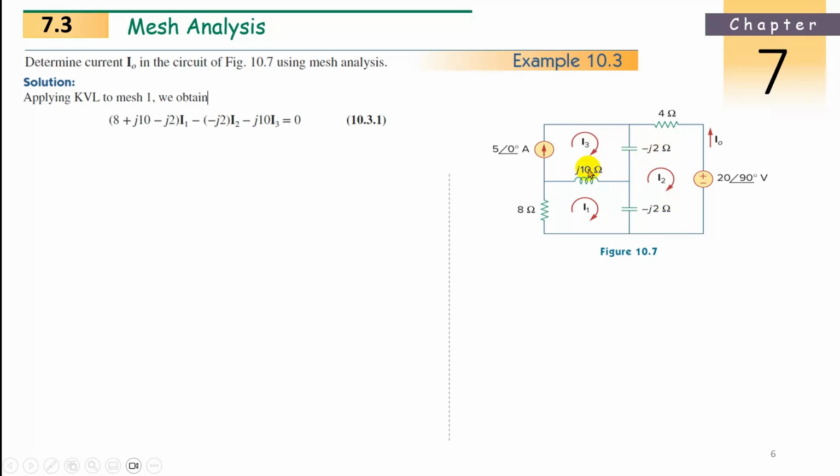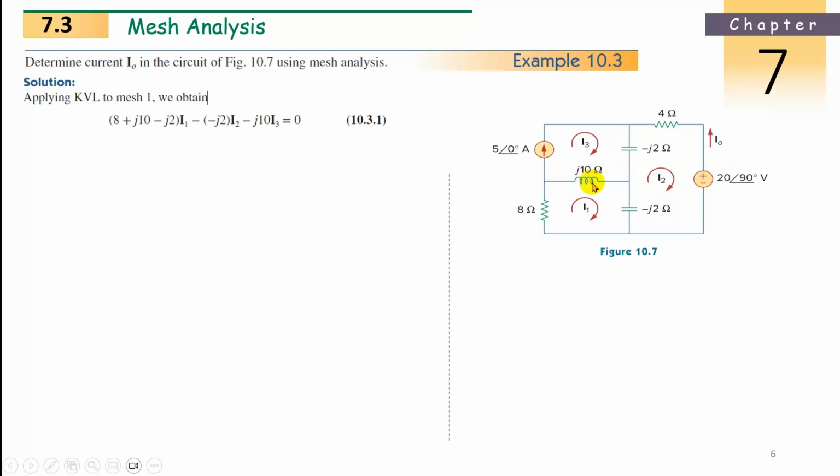Without the symbol, I can see that this is an inductance and these 2 parallel lines are a capacitance. But without these symbols, how can I know this is a capacitance and this is an inductance? By plus J some quantity. Plus J some quantity is an inductance, the inductive reactance. Minus J some quantity is the capacitive reactance. Directly we can understand: minus J means capacitance and plus J means inductance, without the symbol being given here.